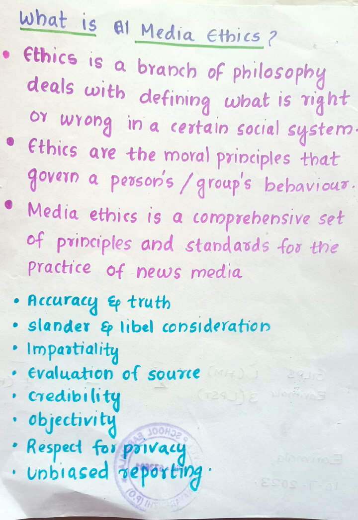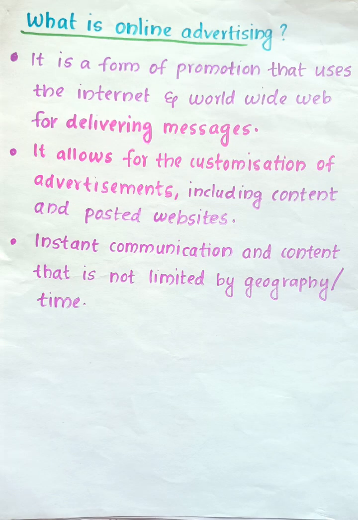What is media ethics? Ethics is a branch of philosophy that deals with defining what is right or wrong in a certain social system. Ethics are the moral principles that govern a person's or group's behavior. Media ethics is a comprehensive set of principles and standards for the practice of news media. A journalist must have accuracy and truth, slander and libel consideration, impartiality, evaluation of source, credibility, objectivity, respect for privacy, and unbiased reporting.